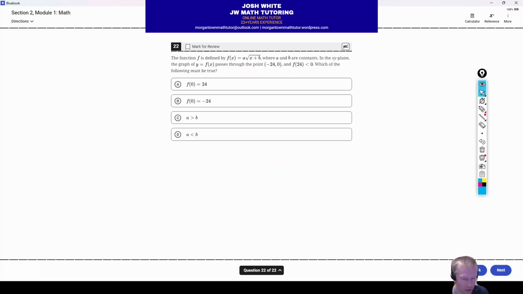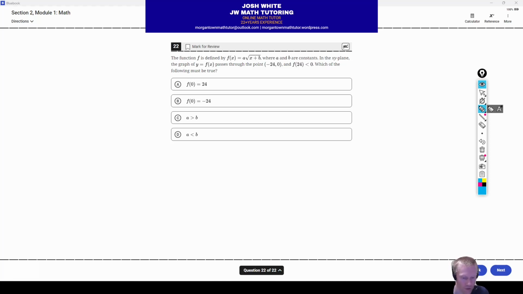All right, last question from practice test 5, the math module 1. So here you're given some information about this function. It's a radical function. A and b are constants, that means they're just numbers. And they tell you it passes through the point negative 24, 0, and that f of 24 is less than 0. Which of the following must be true?